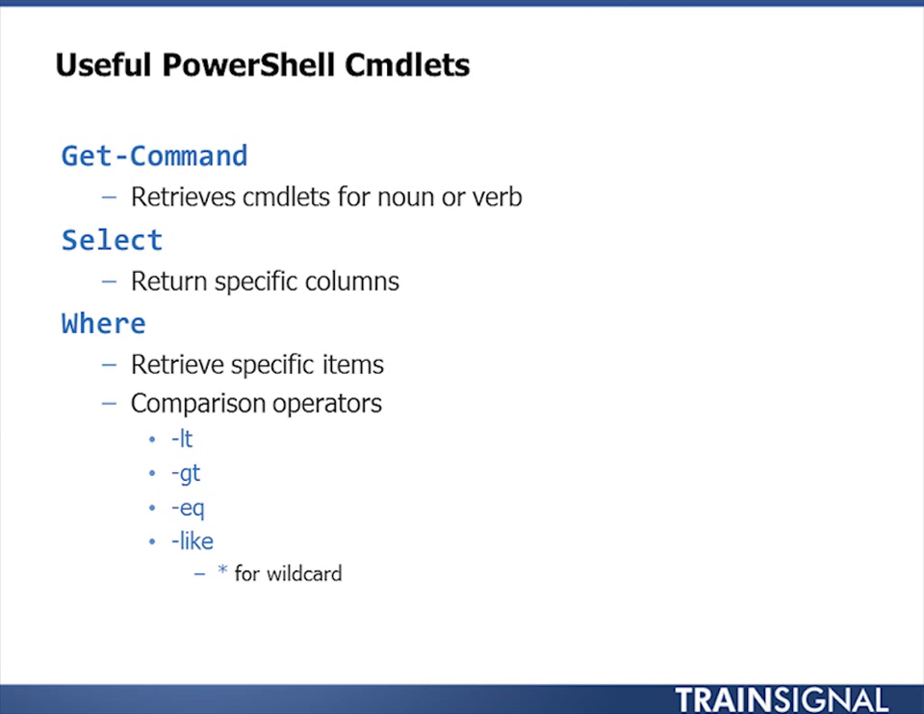We also have Where, which is perfect for doing filters. So if I'm querying through a list of services and I only want to see a couple of different services, then I could use a Where statement for that. Now the thing about Where is that the operators are slightly different than what we're used to. Instead of your normal less than, greater than, etc., it's going to be -lt for less than, -gt for greater than, -eq for equals. You'll also notice there's a like command as well that I can access by using -like, and if I want a wildcard, it's simply going to be an asterisk.